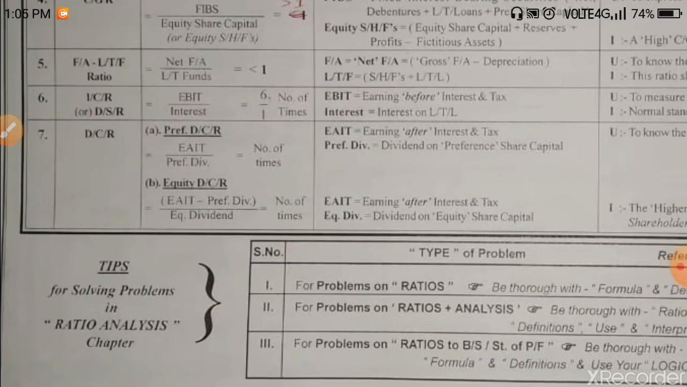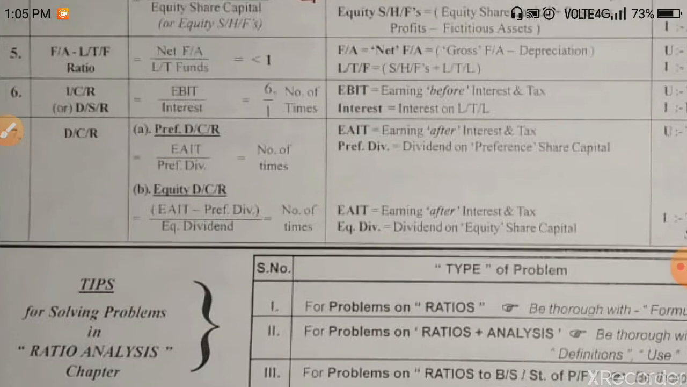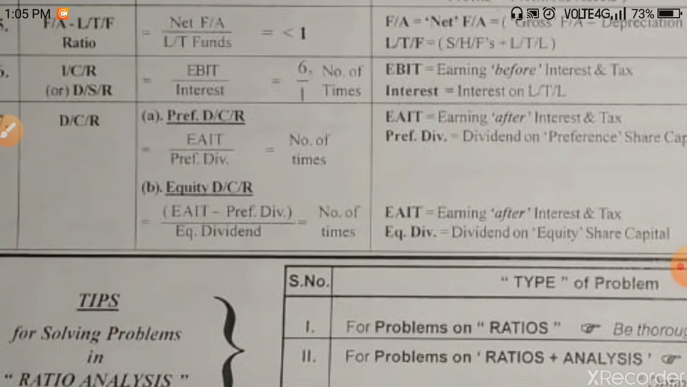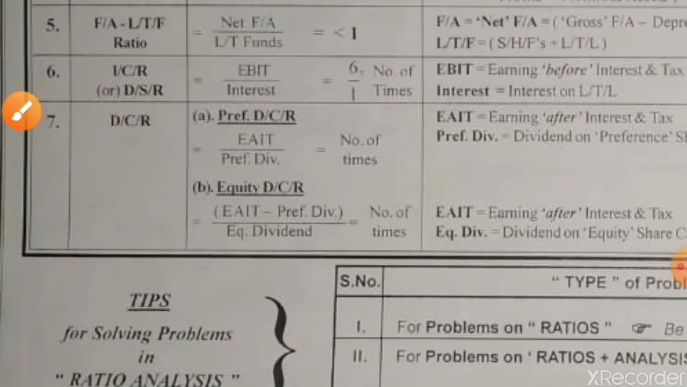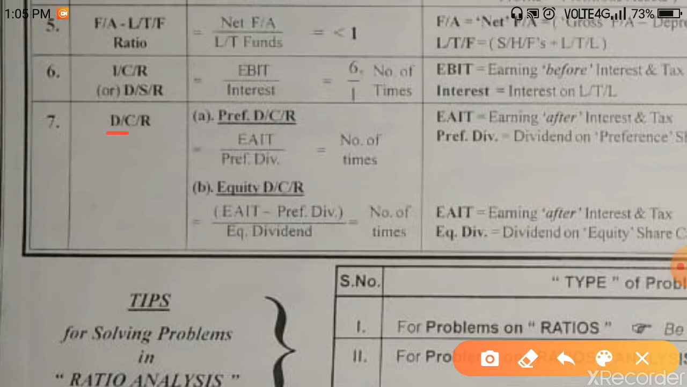Next is interest coverage ratio or debt service coverage ratio. Next one is dividend coverage ratio. There are two types of dividend coverage ratios. One is preference dividend coverage ratio, another is equity dividend coverage ratio.